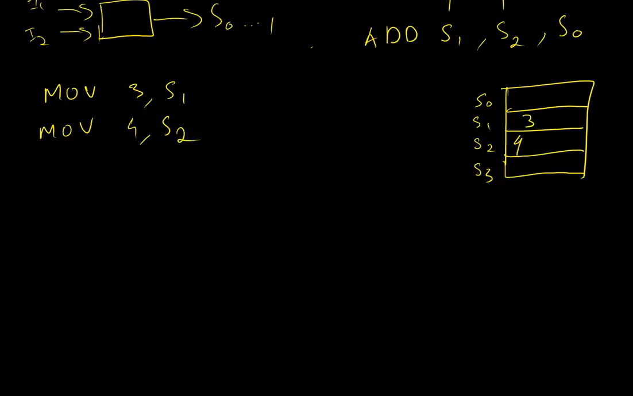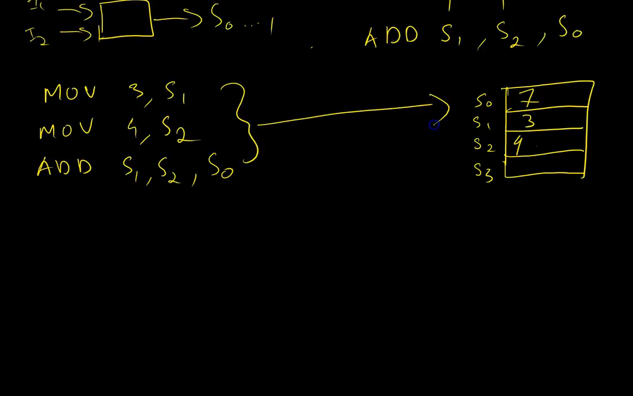And then in the next instruction, we're going to use the values that we just stored, which are S1 and S2. We're going to add them and store them in S0. And 3 plus 4 is 7. So this is what our memory would look like right after the add instruction finishes. It will add the two numbers in S1 and S2 together and store the result in S0.